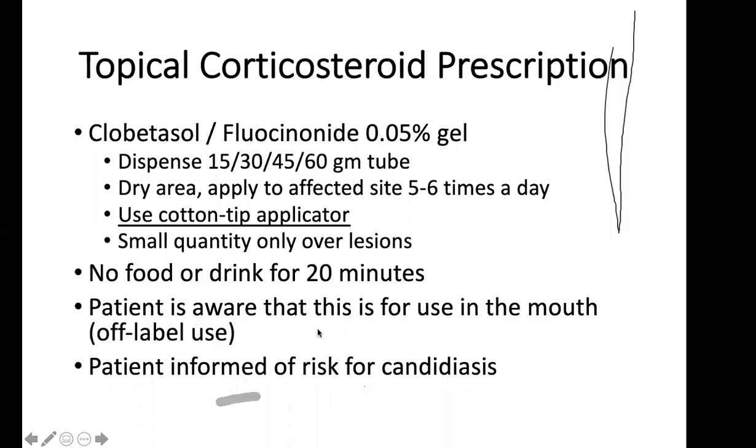Patients should be informed that this is an off-label use, and they should also be informed that when you use high potency steroids, it suppresses normal host flora, suppresses inflammation, and there's a possibility of opportunistic pathogens like Candida.